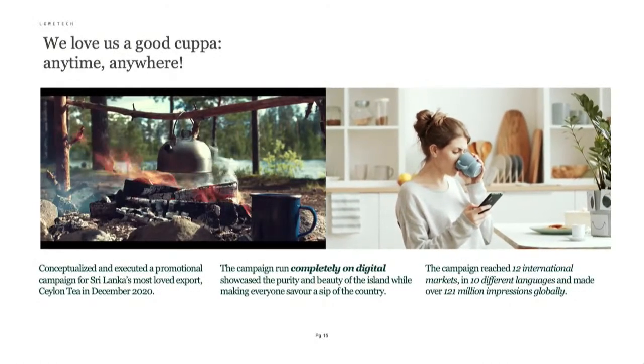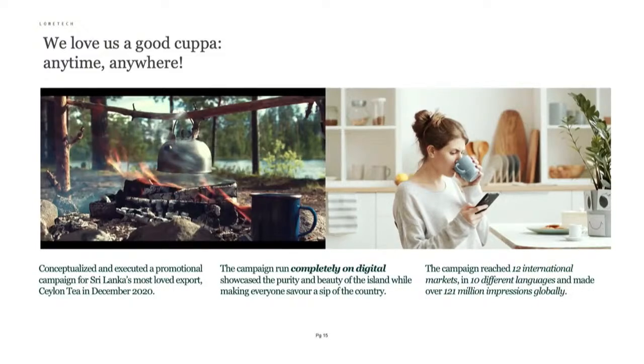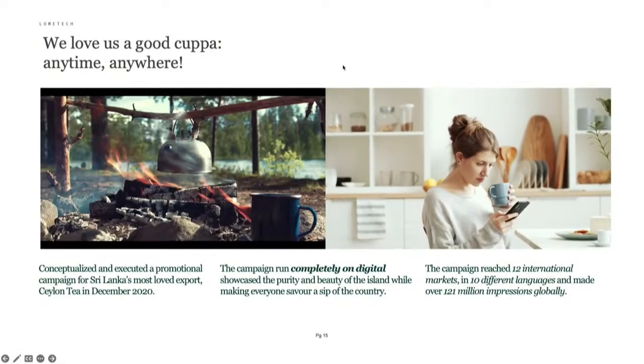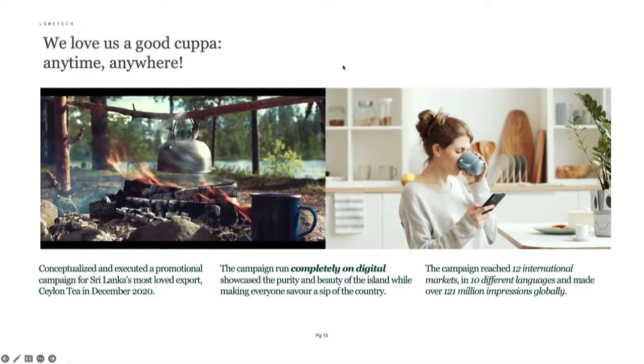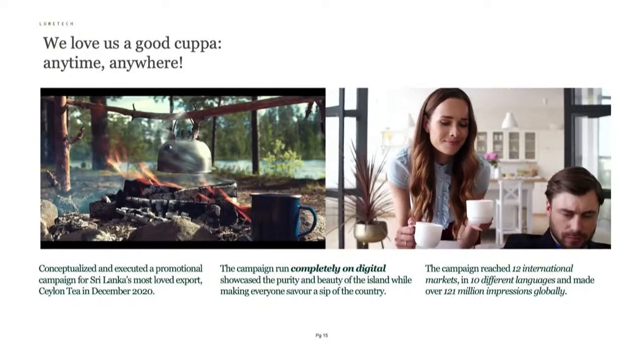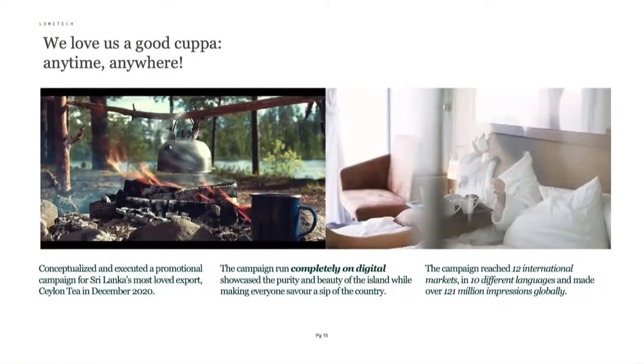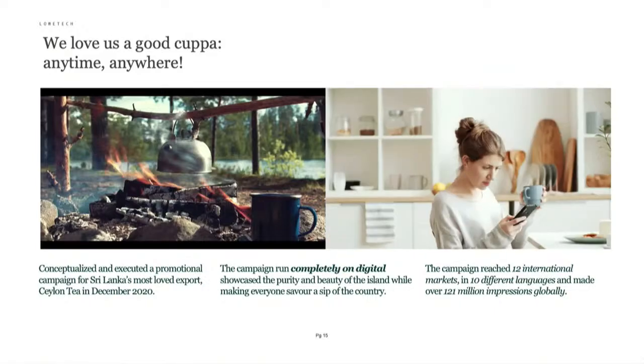And I think the last, one more. We also were the company that executed this campaign for the T-board a couple years ago, and this was also very well received.